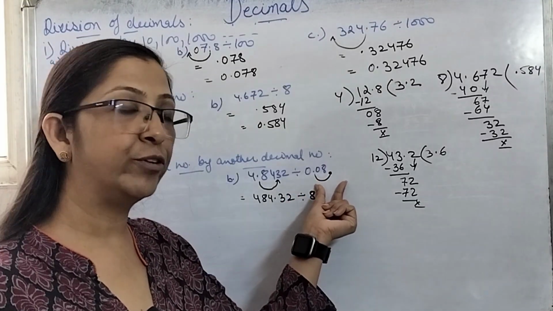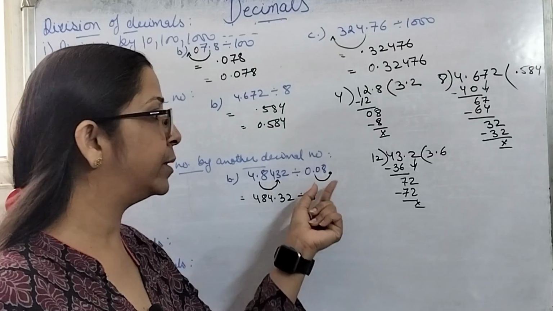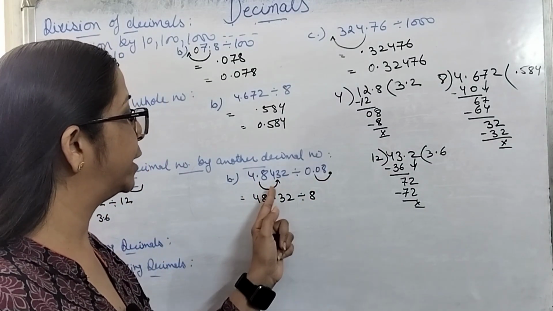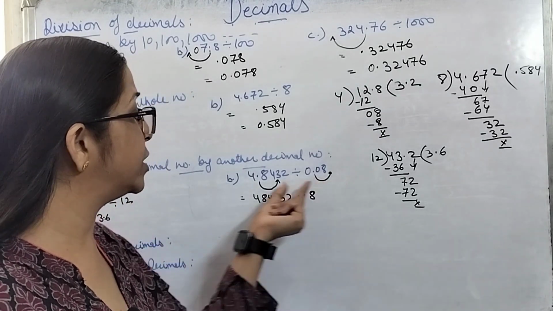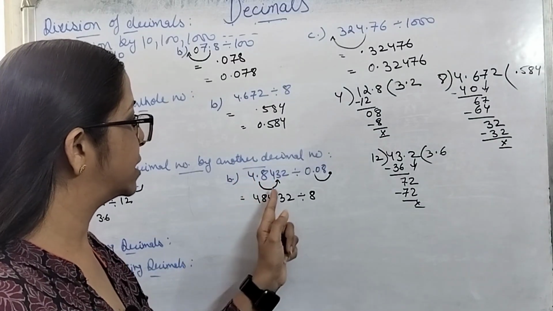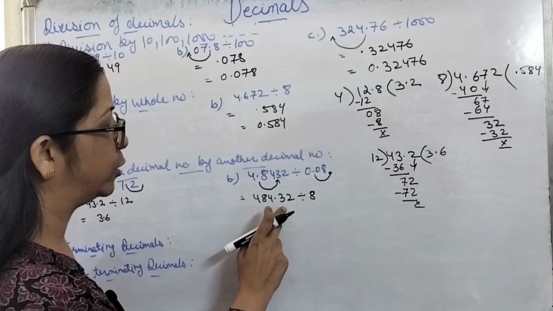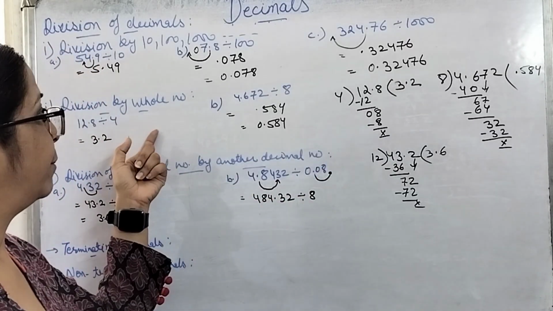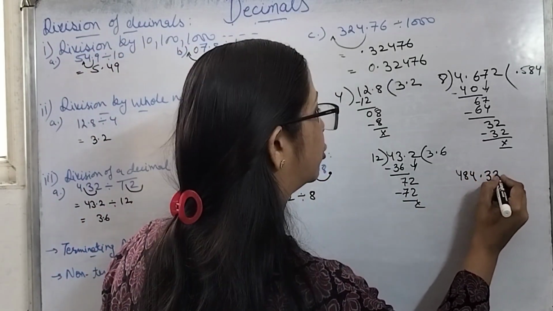This decimal is removed now because we have shifted the decimal towards the right by 2 digits to make it a whole number. So this is your 8 now, and if we have shifted the divisor's decimal by 2 digits, we have to shift in the dividend also. In the dividend also we have shifted the decimal towards the right by 2 digits. So this number has become 484.32, and this will become 8. Now again it is same as what we had done previously. So we'll be dividing 484.32 by 8.